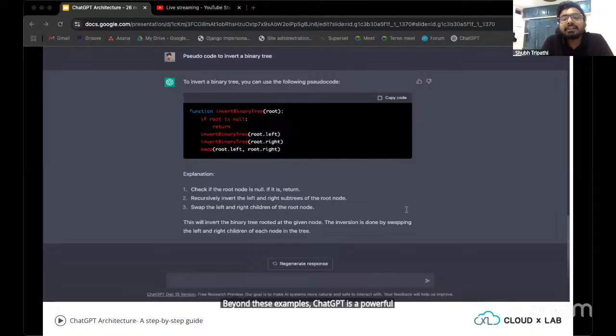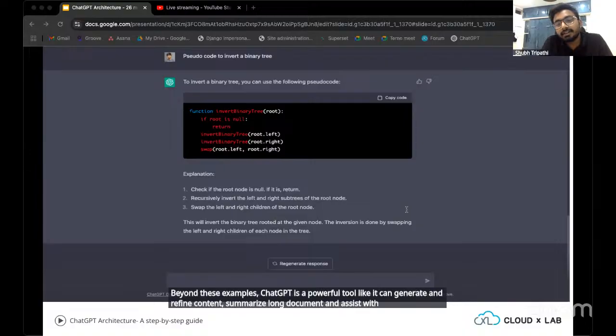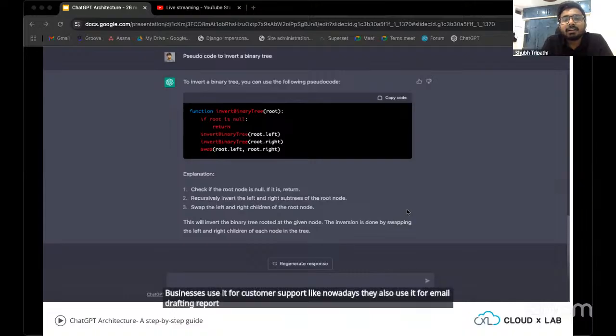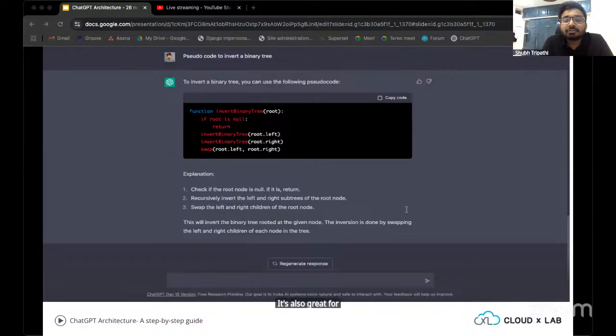Beyond these examples, ChatGPT is a powerful tool. It can generate and refine content, summarize long documents, and assist with editing, grammar, and rewriting. It helps with research, answering questions, explaining concepts, and simplifying complex topics. Businesses use it for customer support nowadays. They also use it for email drafting and report generation. From the developer's perspective, they use it for code assistance, debugging, and documentation. It's also great for creative writing, brainstorming ideas, and language translations. All these capabilities are powered by the GPT architecture, which we'll now explore.